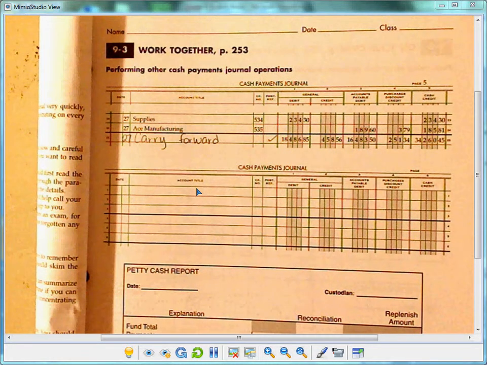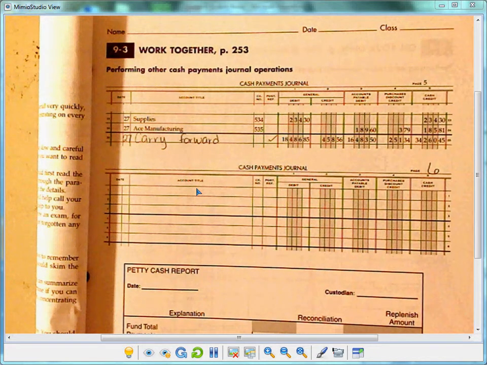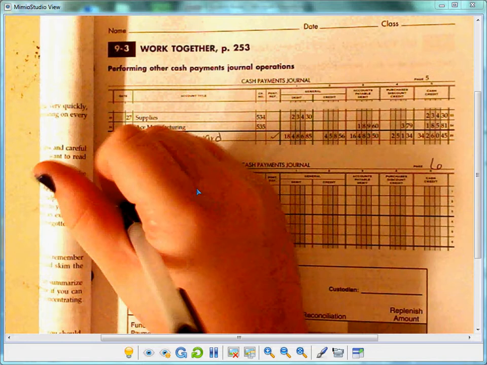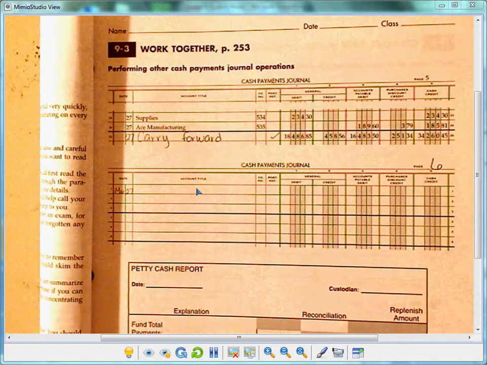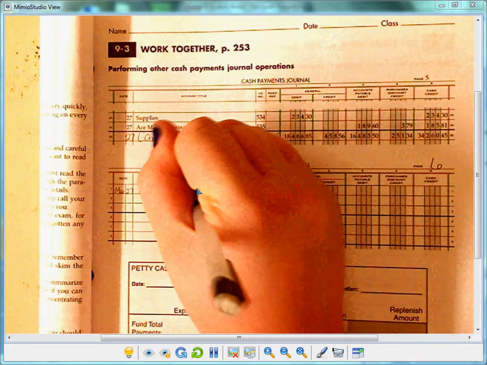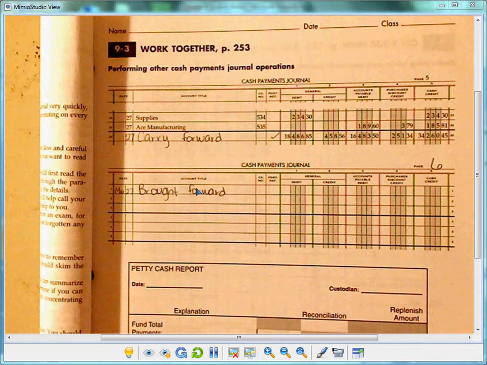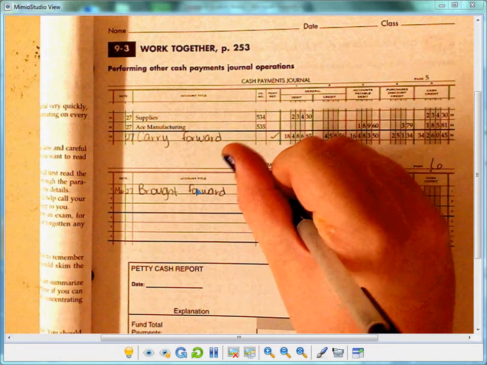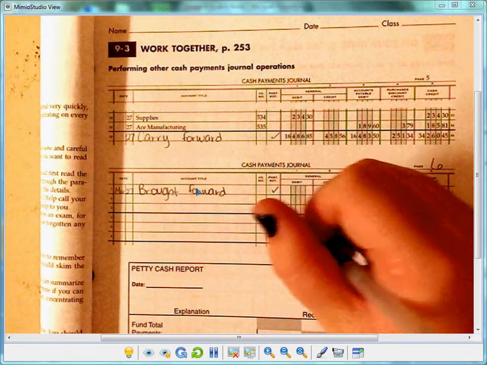Okay, so then on the cash payments journal, the blank one, that's our next page. So we need to put page number 6. And then our date is going to be March 27th. Our account title, we're going to put brought forward. We'll put a check mark in the post reference again. And then you're just going to bring down the totals that they have up above on page 5.